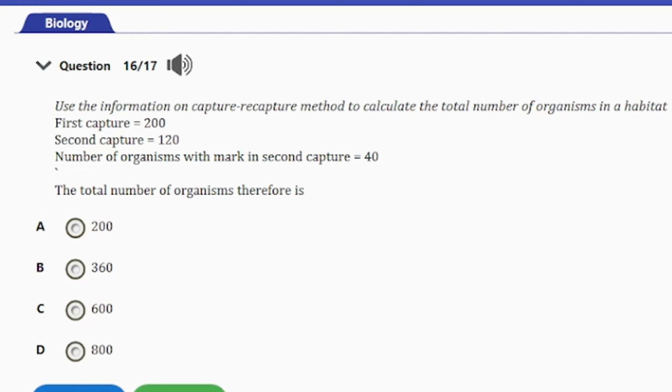So in this case, we have 200 times 120, then all over 40. So if we do that, we're going to get the number 600, and therefore guys, the total number of organisms in this habitat will be estimated to be 600, and that's option C here.